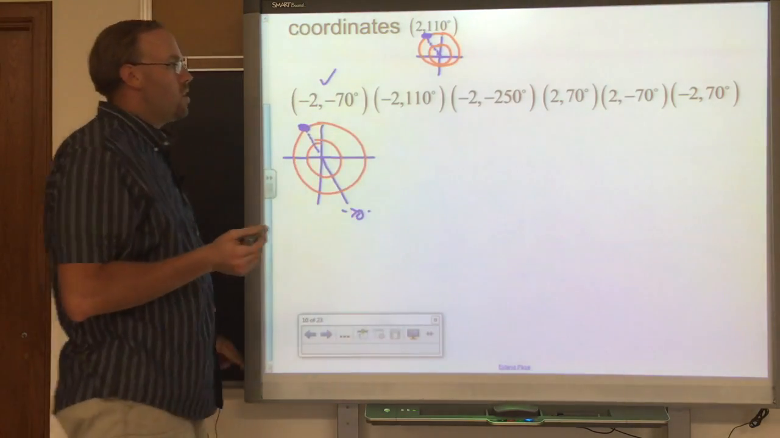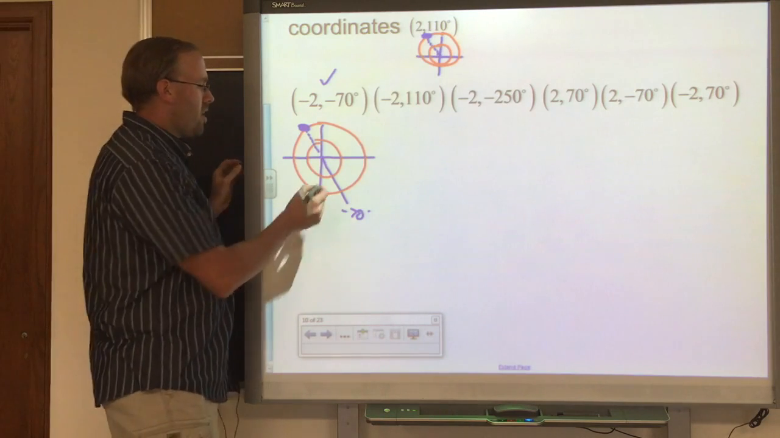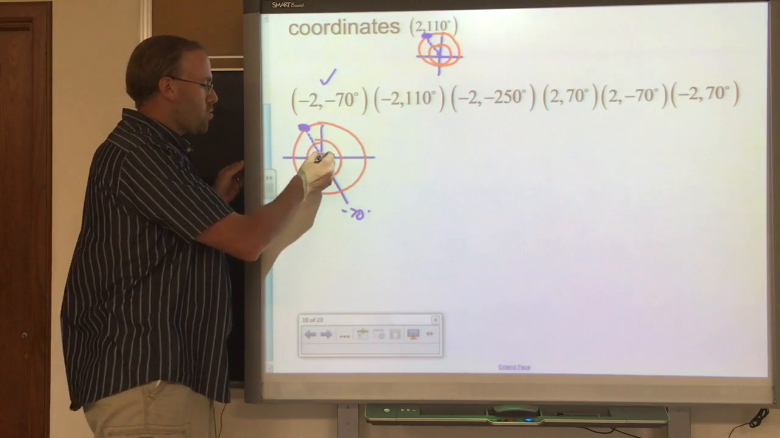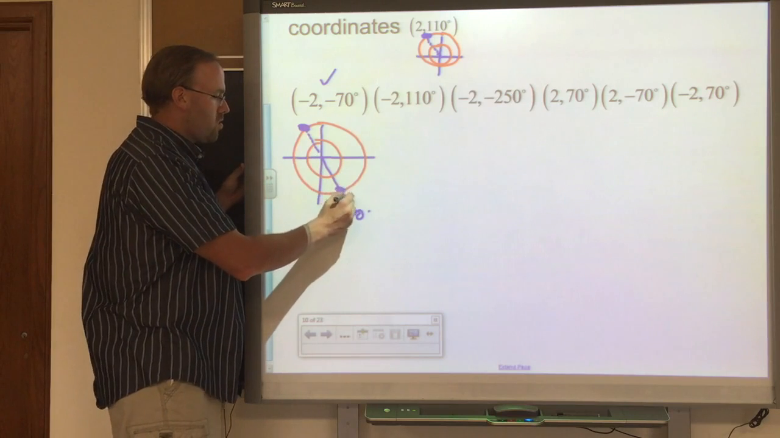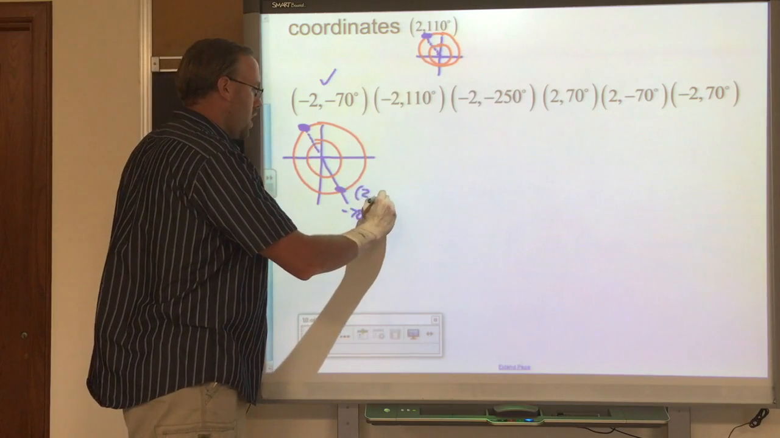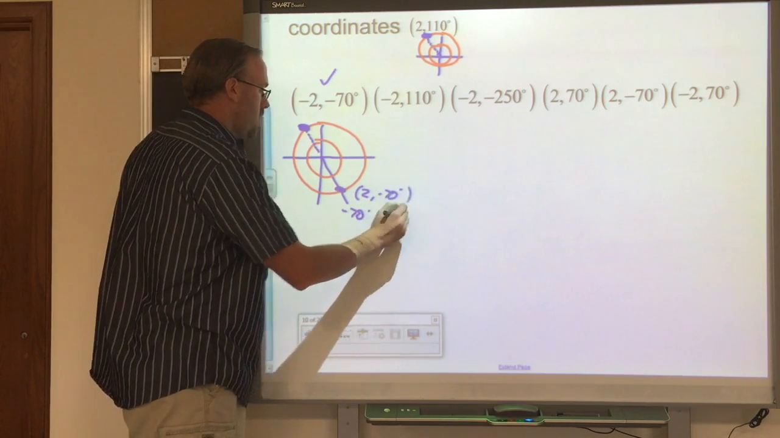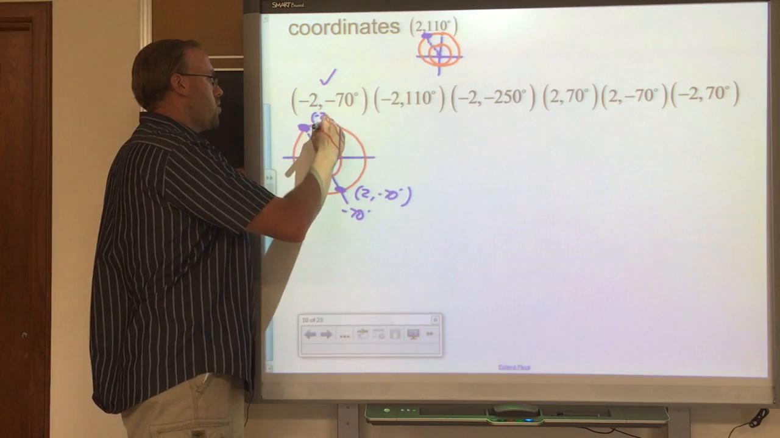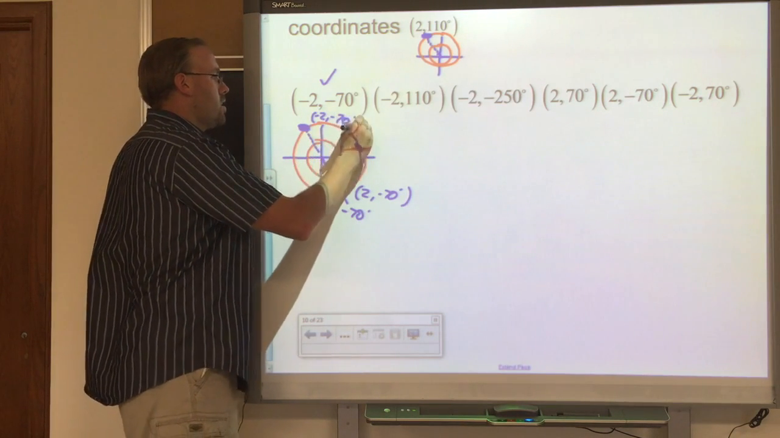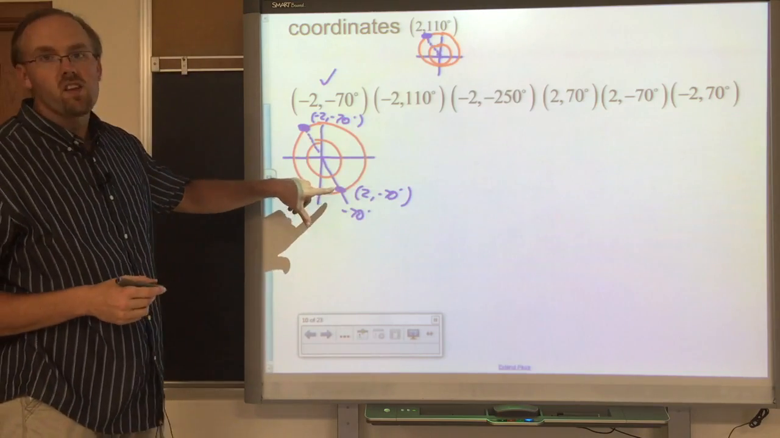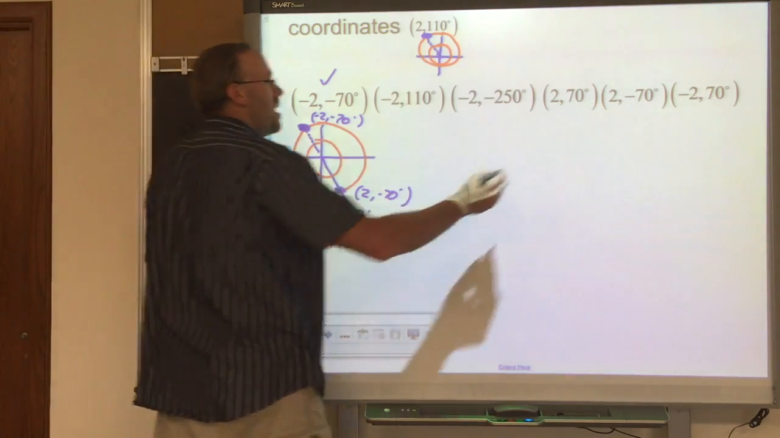And since I have -70 right here, I can go ahead and do this one over here. What if I have 2, -70? Well, that means that I would actually go 2 in that direction. So here is 2, -70. Here is -2, -70. Now this point is down in the fourth quadrant, so this one does not work.